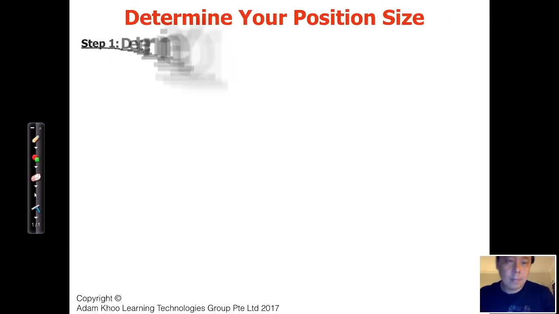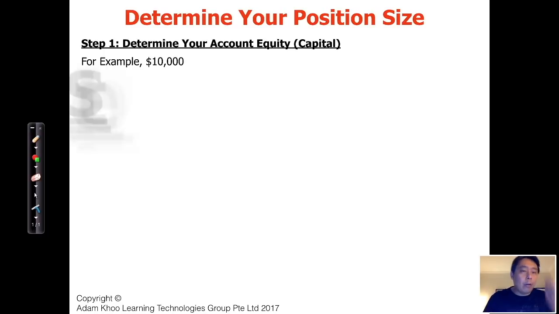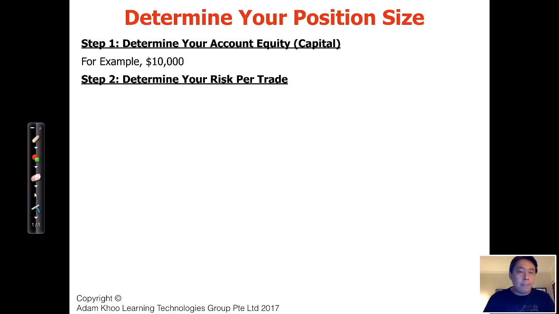Okay, so let's take a look at another example. So in this example, again, let's go through the steps. Step 1, determine your account equity or your net liquidation, right? So again, imagine you've got $10,000 in your account. You funded your account with 10 grand. And step 2 is you're going to determine your risk per trade. So in this case, let's imagine you're going to risk 3% of your capital because you're more confident, more experienced, so you can put 3%.